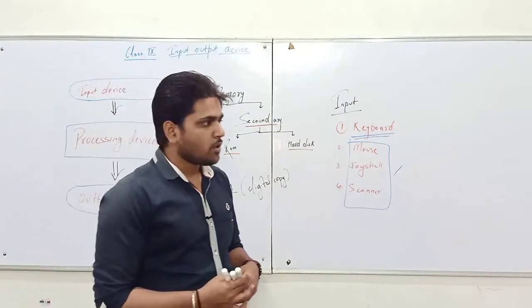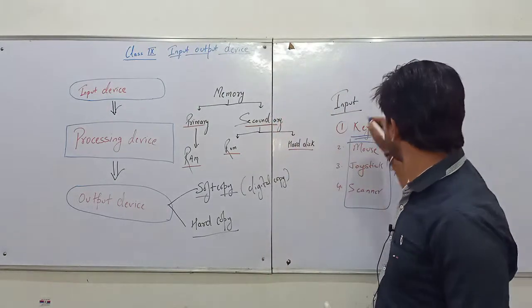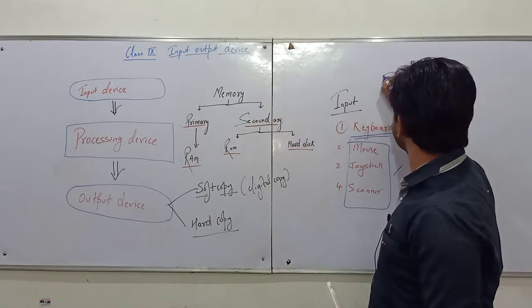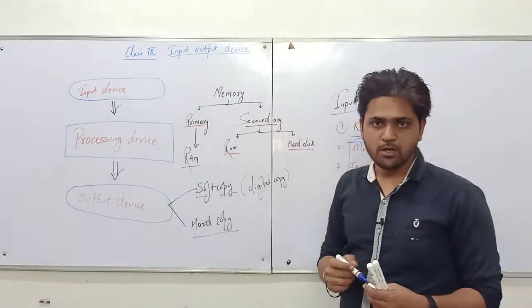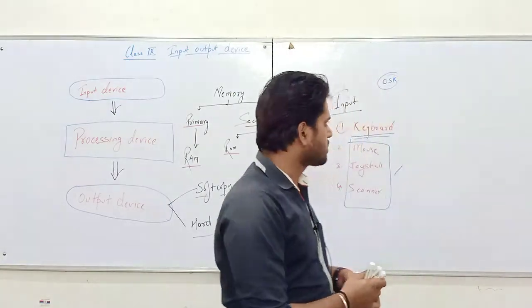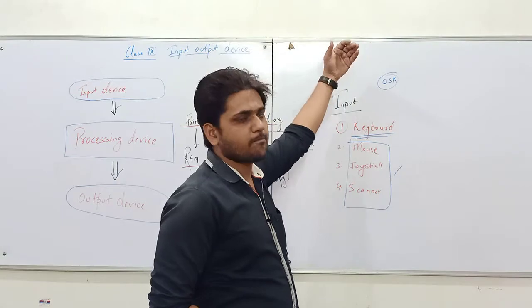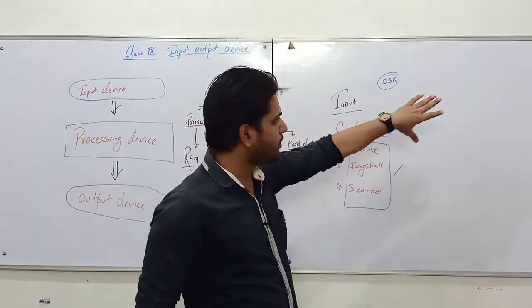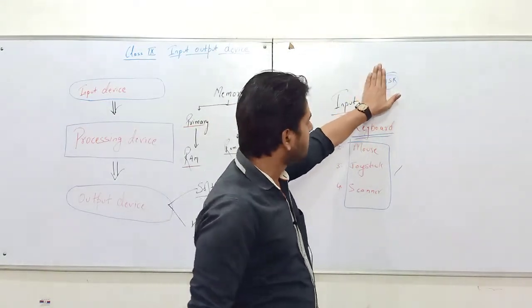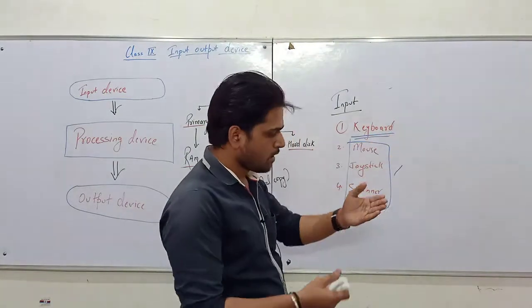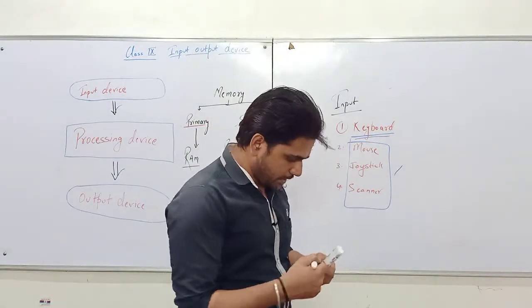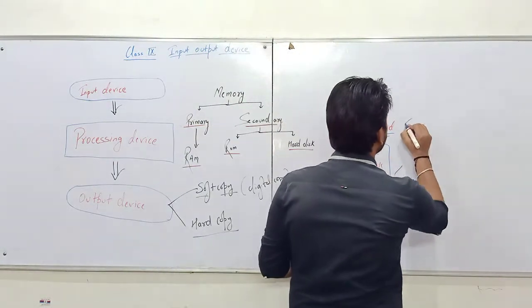Nowadays, the OSK feature is available in every computer, that is the on-screen keyboard. So we can use a keyboard on the computer screen, and with the help of OSK you can work. But the keyboard came into existence from generation 1.